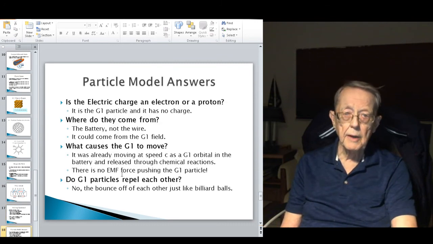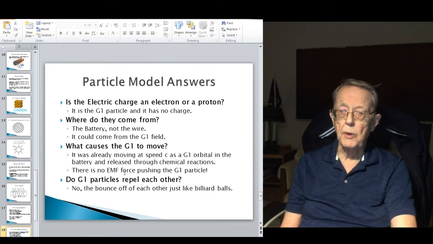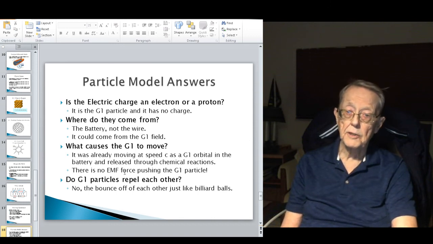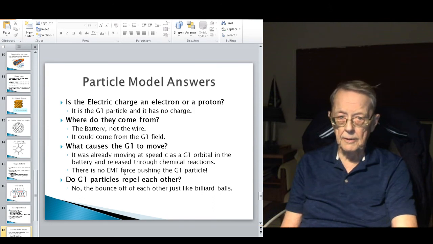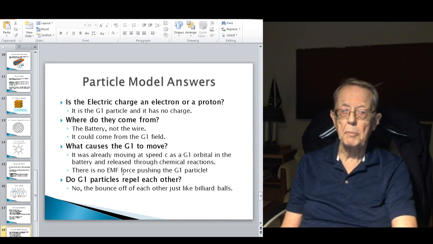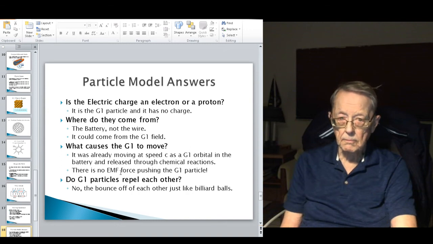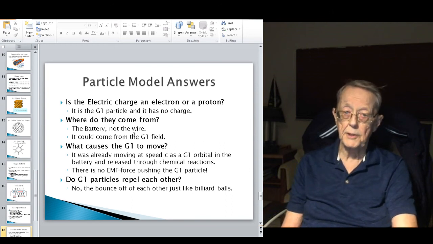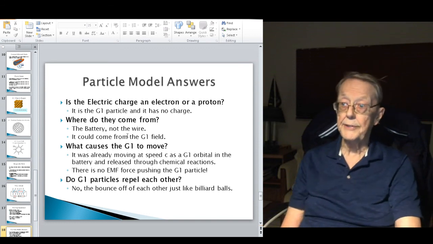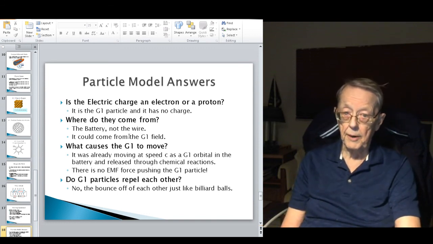So on. Particle model answers are this. It is the G1 particle, and it has no charge. Remember, in the particle model, there is no positive and negative charge. Where do they come from? They come from the battery, not the wire. They could also get trapped from the G1 field around the outside, but if they came from the wire, eventually the wire would disintegrate. The wire doesn't disintegrate, so they can't come from the wire.